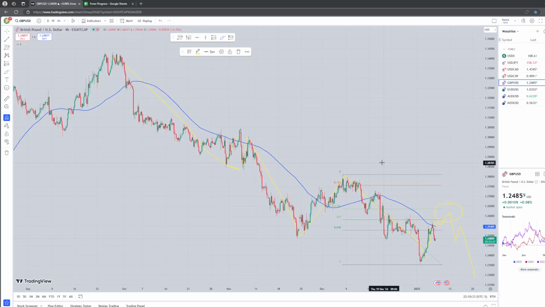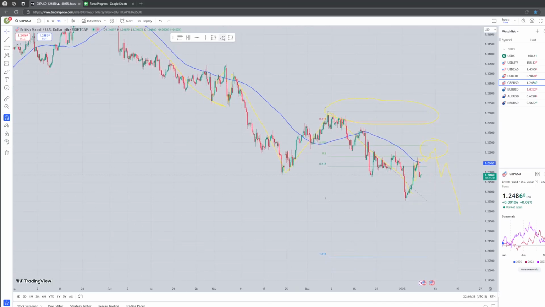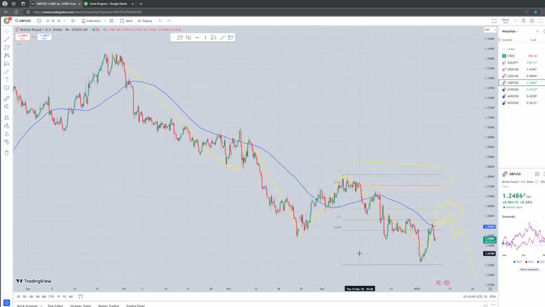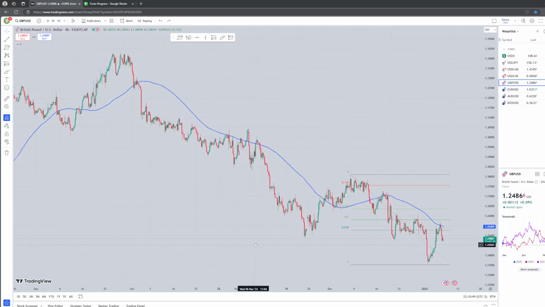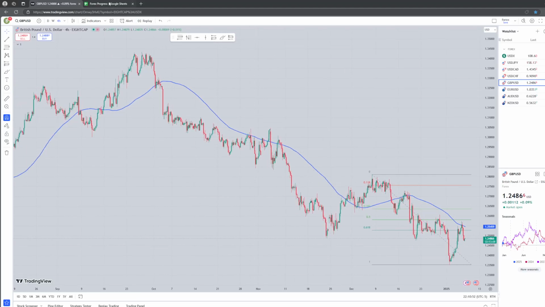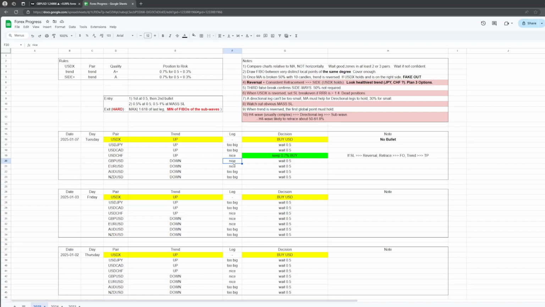If that is the case, I'm going to set my stop loss at the local minimum here, and I will put my take profit at the Fibonacci extension 1.618 here. Your risk and reward ratio will be about 1 to 3. Okay, so pay close attention to Pound USD. Pound USD leg size is okay, and our decision is to wait for the 50% retracement, then sell Pound USD.